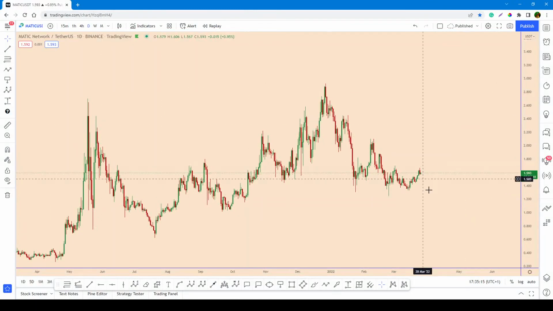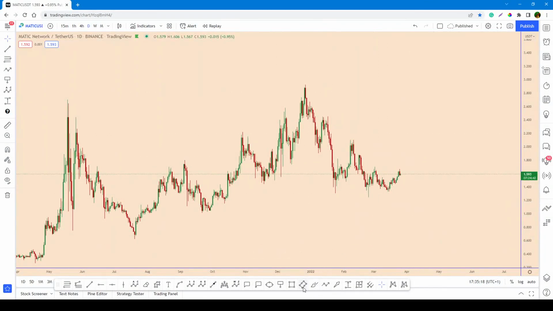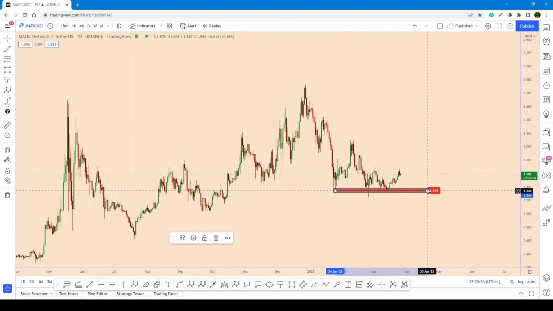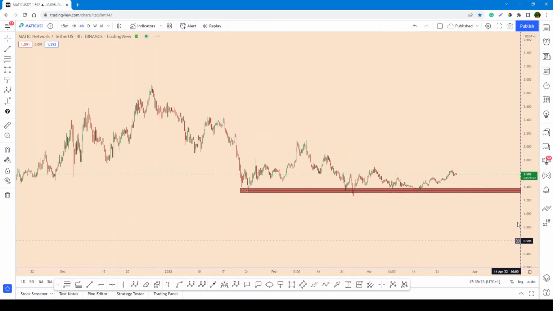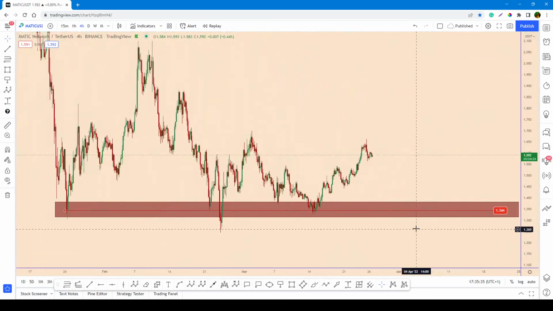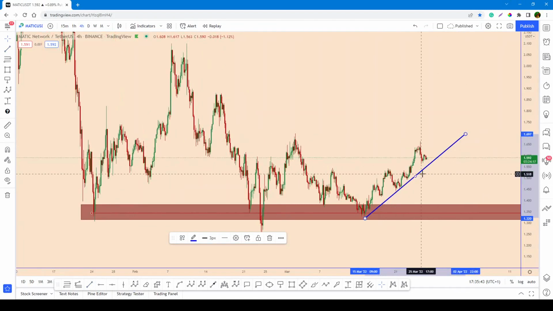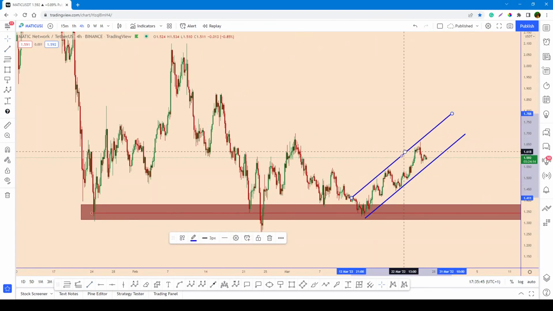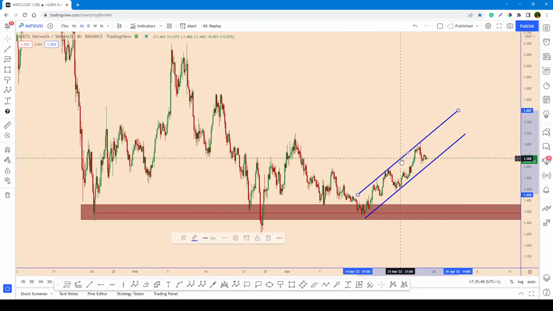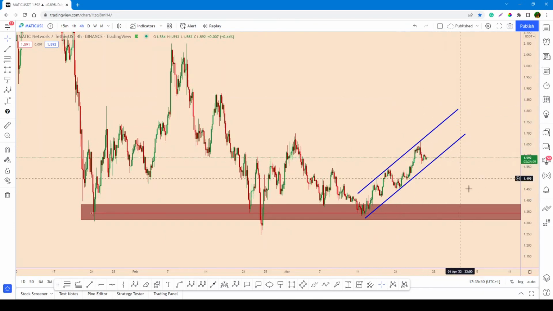Now this is MATIC. As we can see from the chart, we have a very strong support area. The support area is close to 1.34. I'm going to the 4-hour for MATIC. This is how it can be seen better. Price is moving in this rising ascending channel here. Look at the channel, it's very beautiful, a very perfect channel.